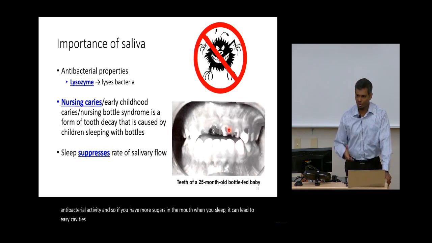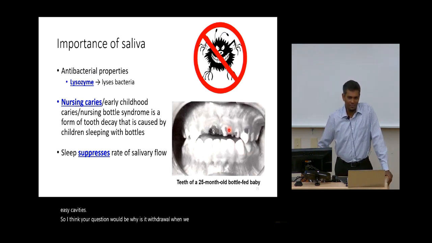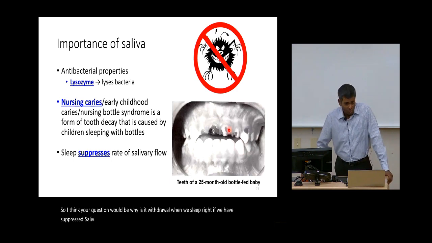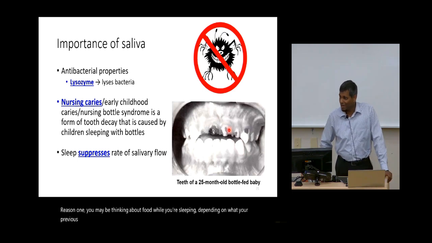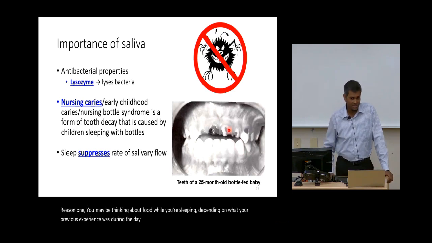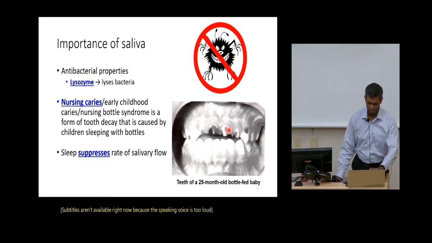So I think your question will be, why is it we drool when we sleep, right? If we have suppressed salivary flow, this could be due to a couple of reasons. Reason one, you may be thinking about food while you're sleeping, depending on what your previous experience was during the day, or the facial muscles can also get relaxed as you sleep, and your mouth could open and saliva could flow out, right? So those are some reasons why we drool while we sleep.